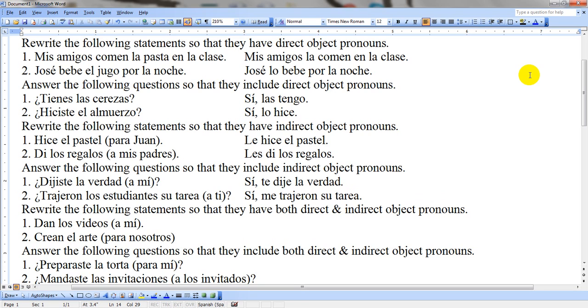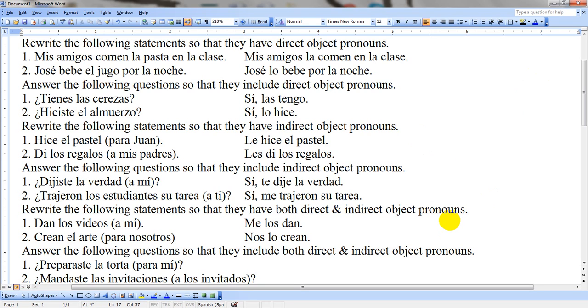Let's see, rewrite the sentence, so both pronouns. Okay, number one, they give the videos to me. So me will change to me, the videos will change to los, done. Remember to put the indirect before the direct when you have both of them together. They create the art for us, so we'll have us, it, the art, and they create.